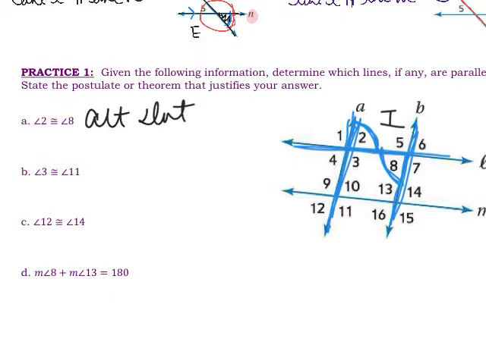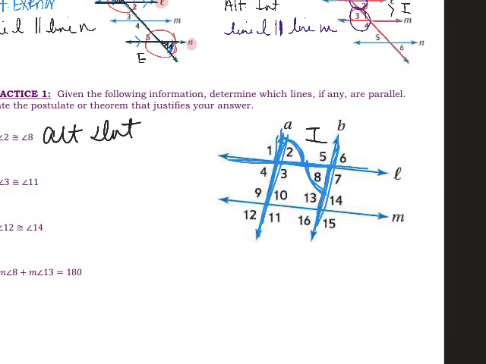Alternating interiors. Okay, so now let's look at the lines. We have options of A, B, L, and M. According to only these 2 angles, what lines might be parallel?